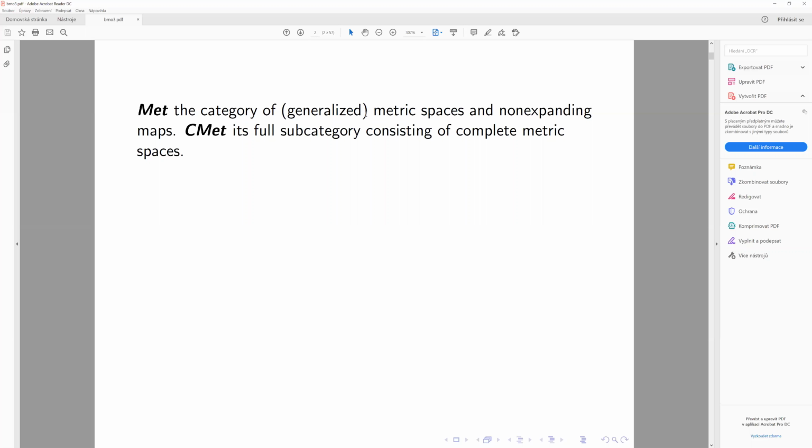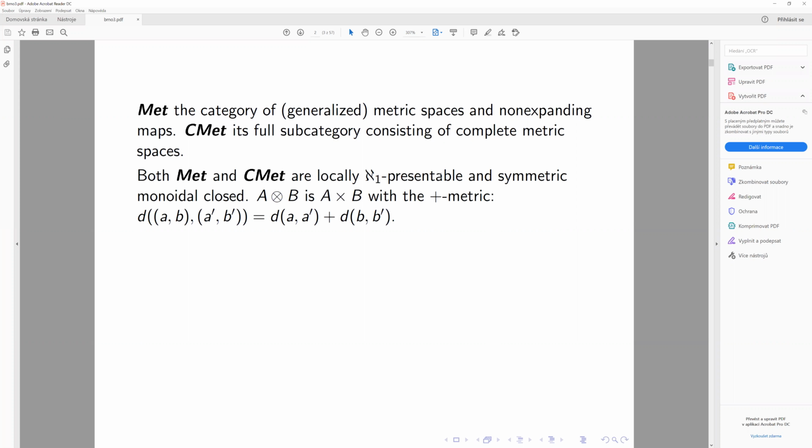And CMet is the full subcategory consisting of complete metric spaces. So this is the situation where we are living. Both categories are nice: they are locally ℵ1-presentable and symmetric monoidal closed. The tensor product is the Cartesian product with the plus metric. I remind you that on the categorical product one has the maximum metric, or sup metric if you want.